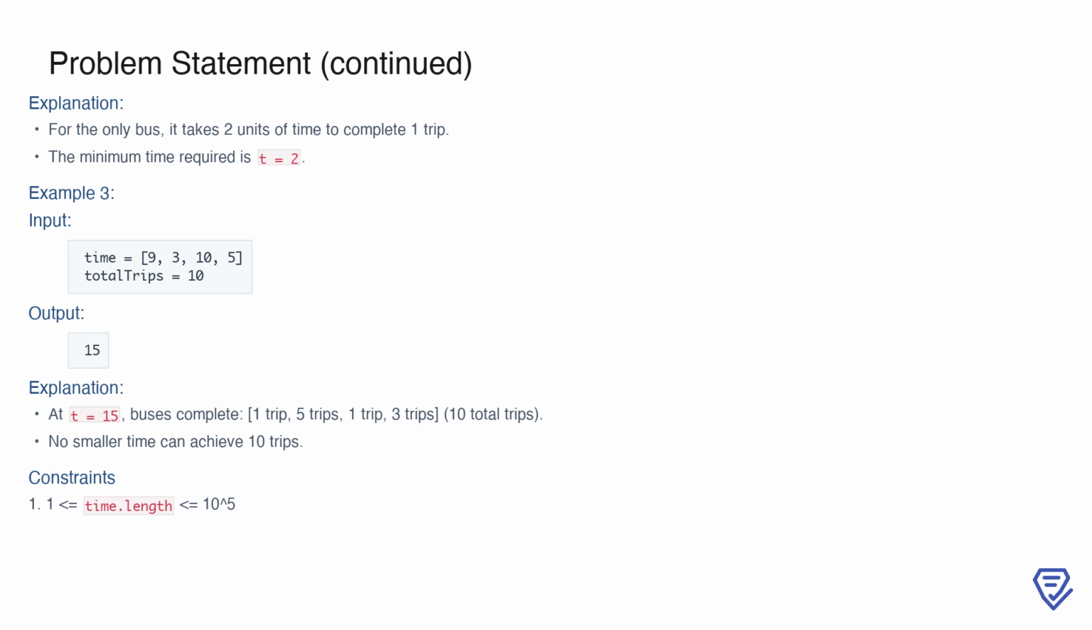It's worth noting that no smaller value of t would allow the buses to collectively complete the required number of trips. This example illustrates how different buses with varying trip durations contribute to the overall total at different times. The challenge is to determine the smallest time that ensures the total number of trips is met, regardless of how the trips are distributed among the buses.